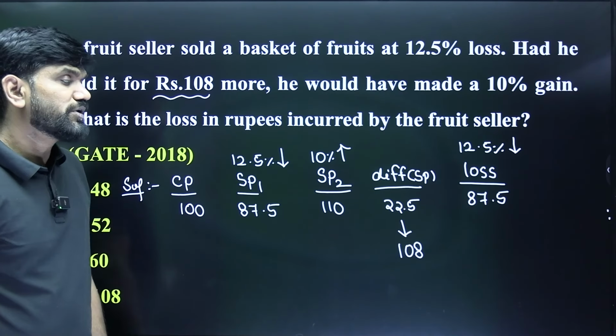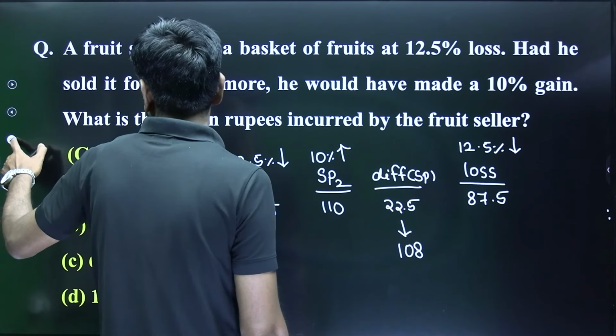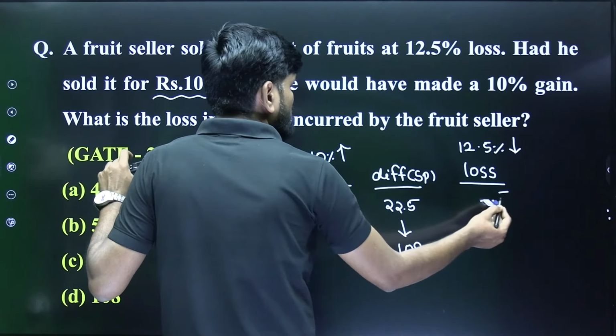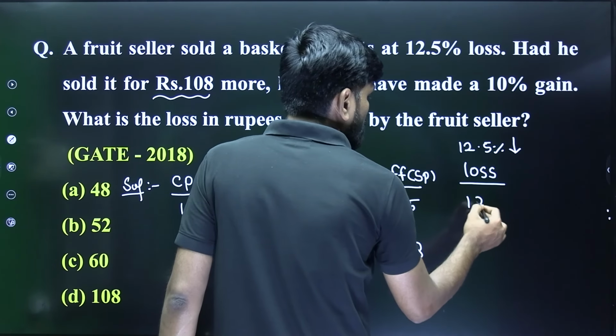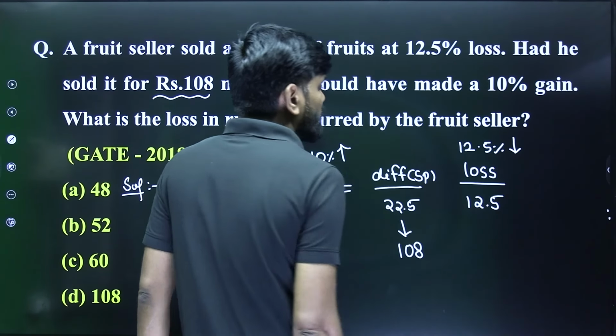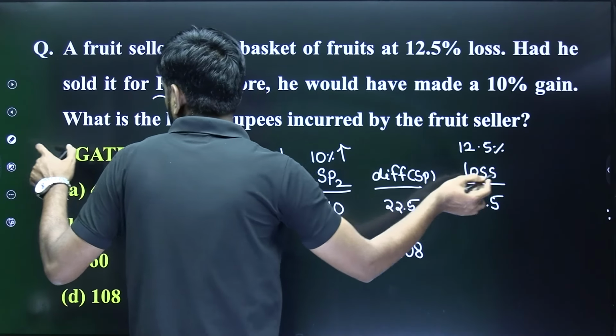Selling price corresponds to 87.5. So the question is what? Not the selling price. They're asking you for the loss. Okay. So loss is corresponding to 12.5% of 100, I can say.